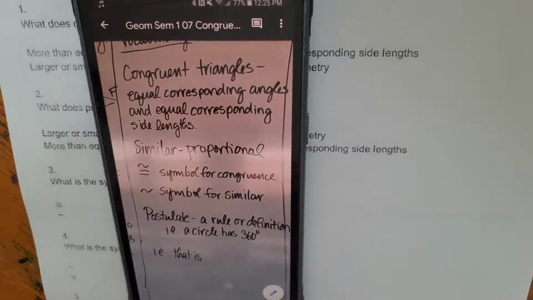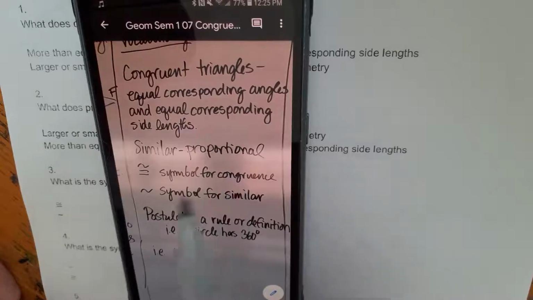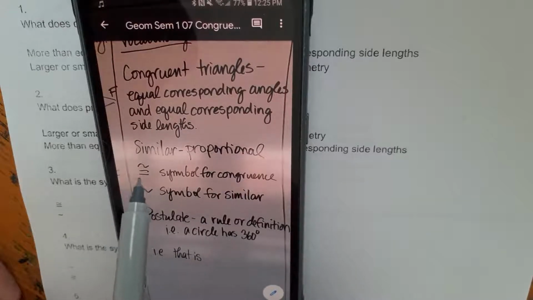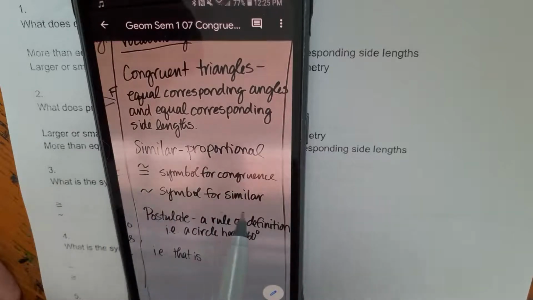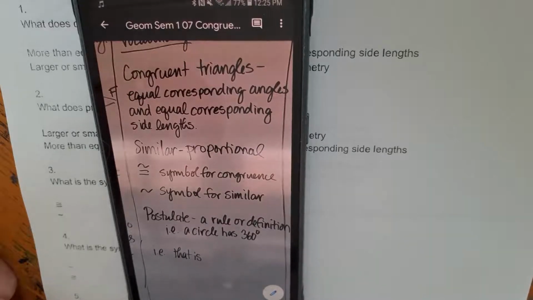All right, congruence means equal. Similarity means proportional. The symbol for congruence is an equal sign with a squiggly over it. The symbol for similarity is a squiggly line. A postulate is a rule or definition, like a circle has 360 degrees. You guys, we made that up. We defined a circle to have that many degrees. That would be an equivalent of what a postulate is, a definition, right?